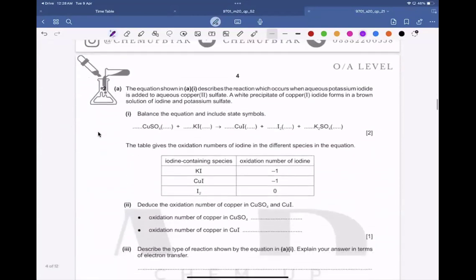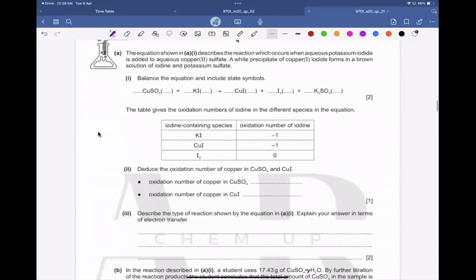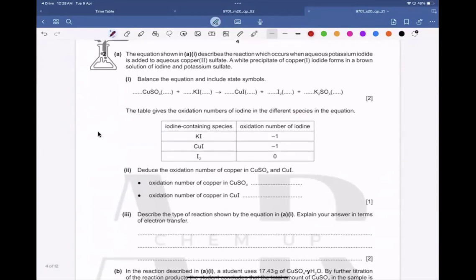Now, next part. Question number 2. The equation shown in A1 describes the reaction which occurs when aqueous potassium iodide is added to aqueous copper 2 sulfate. Okay. A white precipitate of copper 1 iodide forms in a brown solution of iodine and potassium sulfate. Okay. So balance the equation and include state symbols as well.